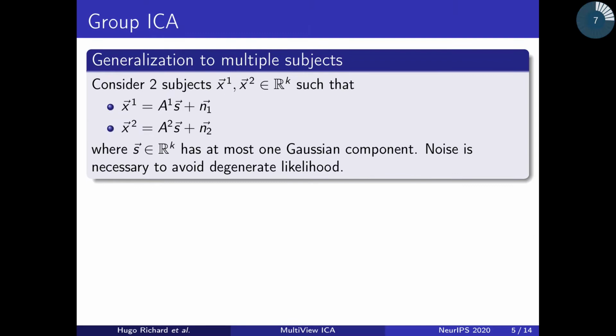Now, let us consider the more general model, where we record information about two subjects. They share the same sources, S, but have different mixing matrices, A1 and A2, and different noises, N1 and N2. We'll assume, like before, that at most one source is Gaussian. The shared sources model shared cognitive processes. The different mixing matrices account for the different spatial topographies of each subject, and the different noises model artifacts, such as the ones caused by head movements.